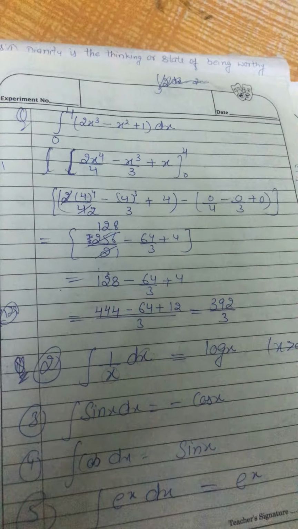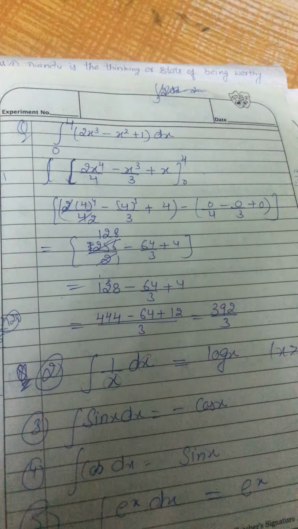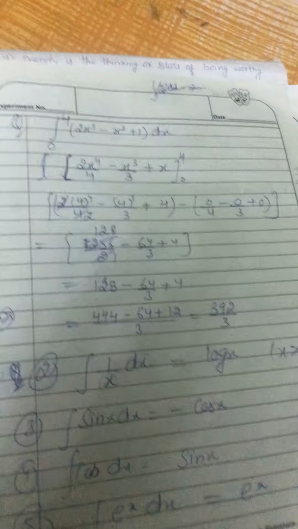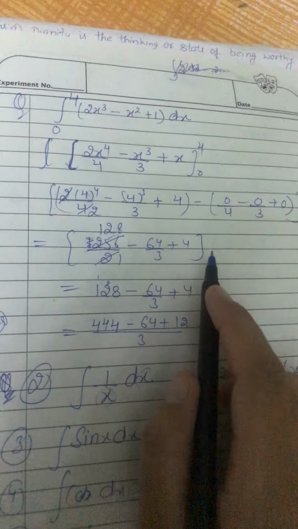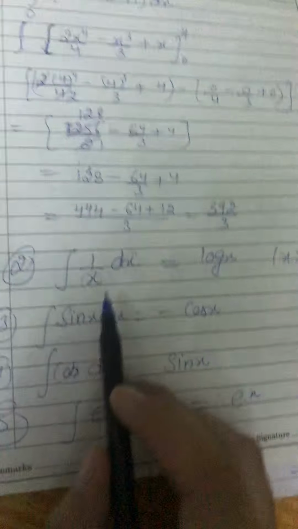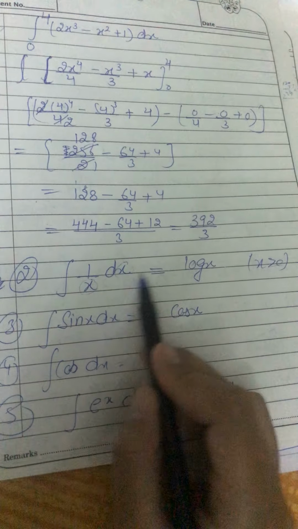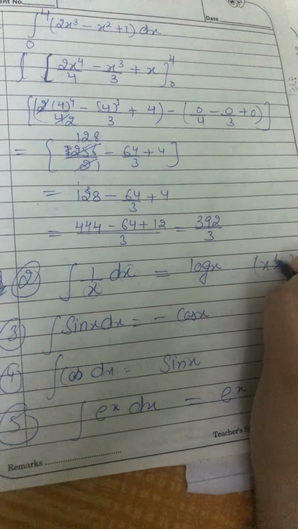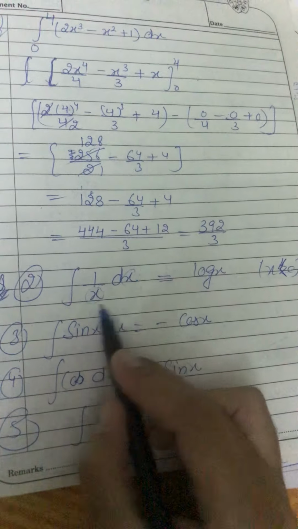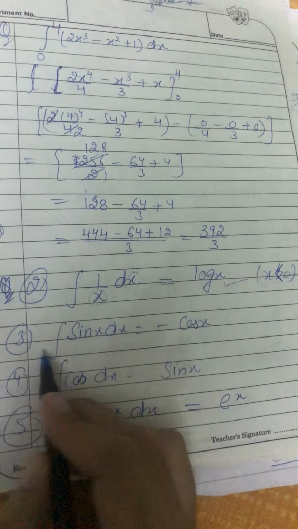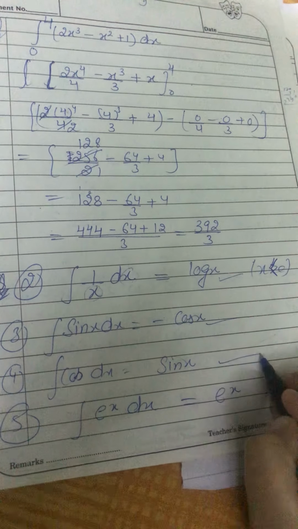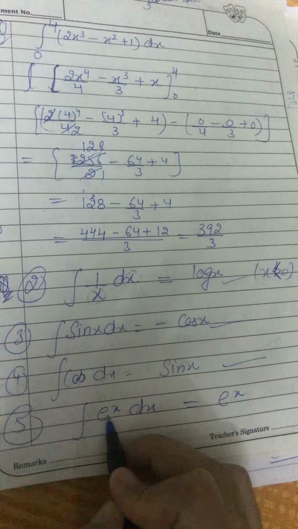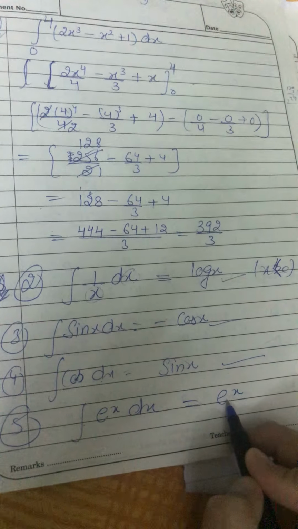I am not going into multiplication and division for integration because they are tricky, and for basic physics for now we just need integration up to this. Okay, 1 upon x dx we have already discussed, that is for x greater than 0. Its integration will be log x. Integration of sin x will be minus cos x. Integration of cos x will be sin x. Integration of the exponential function will be the exponential itself.